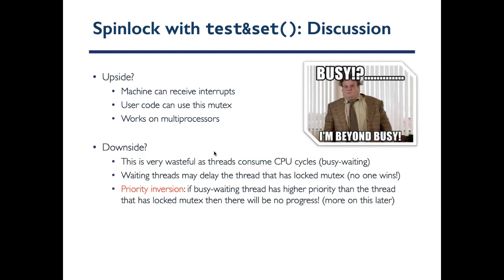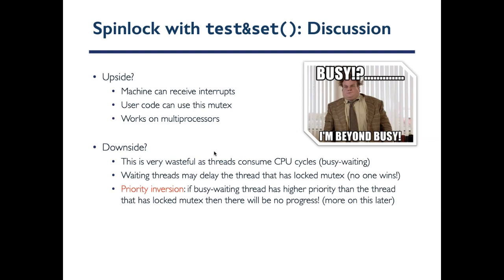What are the downsides? As we mentioned, busy waiting is the downside. And that busy waiting actually causes other problems. The most obvious problem that could happen is that the one thread that wants to release the lock could be delayed, because other threads are executing their test and set. And that could actually lead to priority inversion.